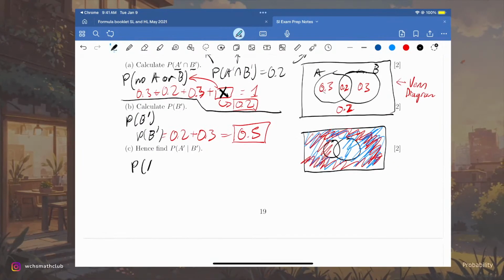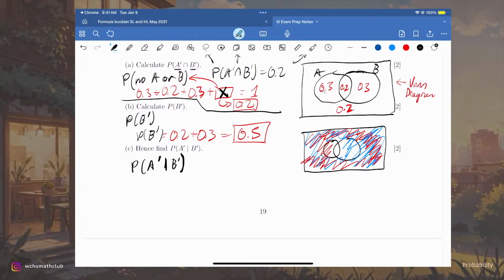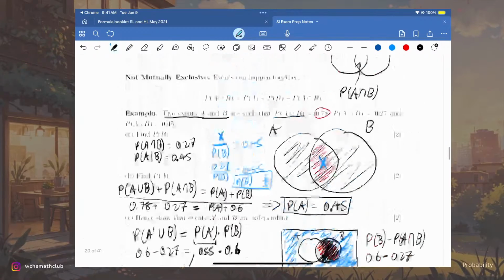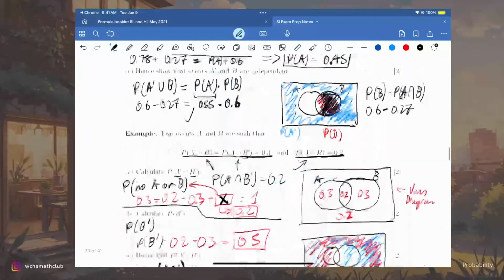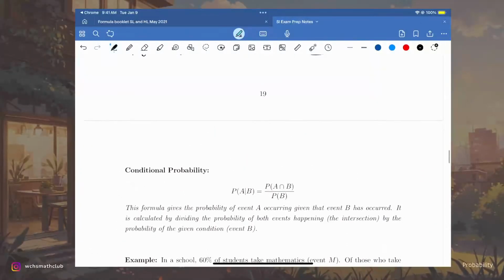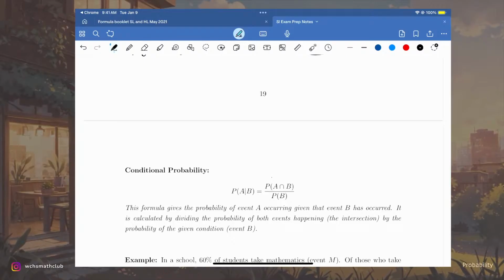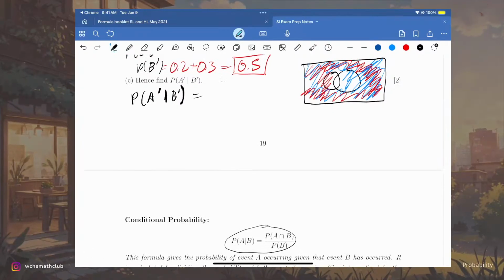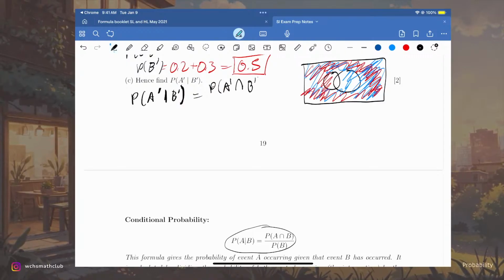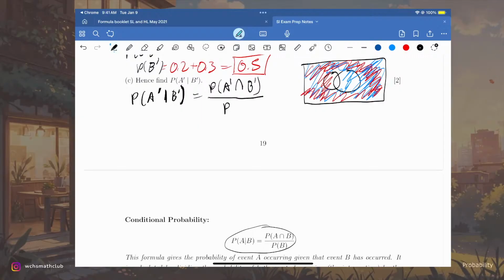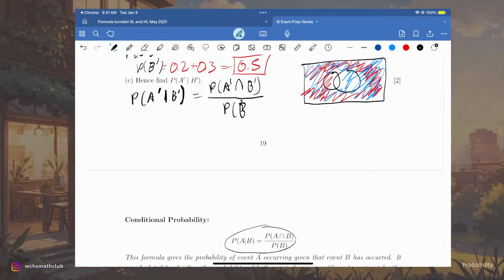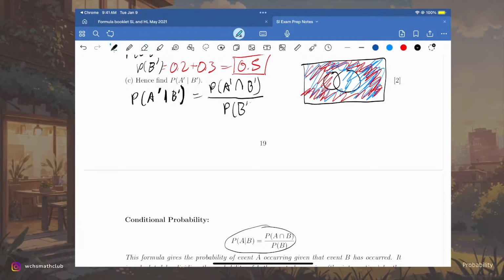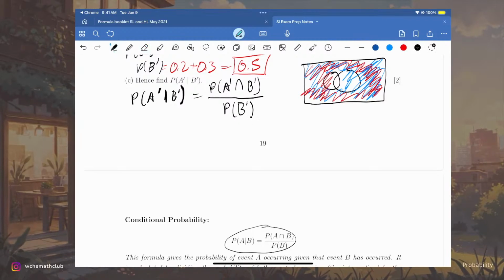And the last one is to find the probability of A prime given B prime. Notice that with our previous formula, a quick way to evaluate conditional probabilities is to use this formula. Basically, how we can do this is P of A prime intersect B prime over P of B prime, because our two events are A prime and B prime.